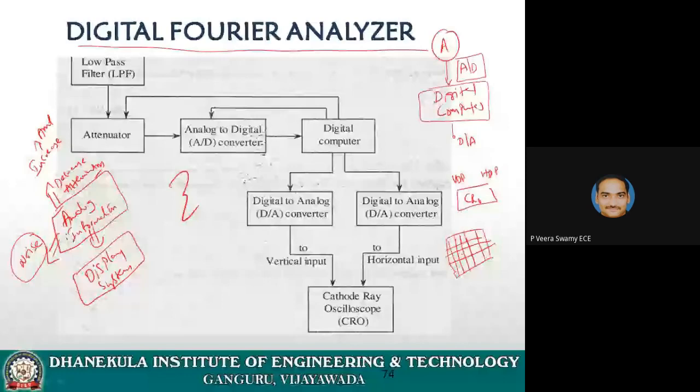This is CRO. If you are confused by this, it's just a digital computer to digital to analog converter, and digital to analog converter to CRO. No need of mentioning vertical and horizontal deflecting plates, because this particular topic will be covered in the next unit, unit 3, cathode ray oscilloscope. If you are struggling, just write this particular line only: digital computer to digital to analog converter and digital to analog converter to cathode ray oscilloscope. There is no need to mention the vertical input.